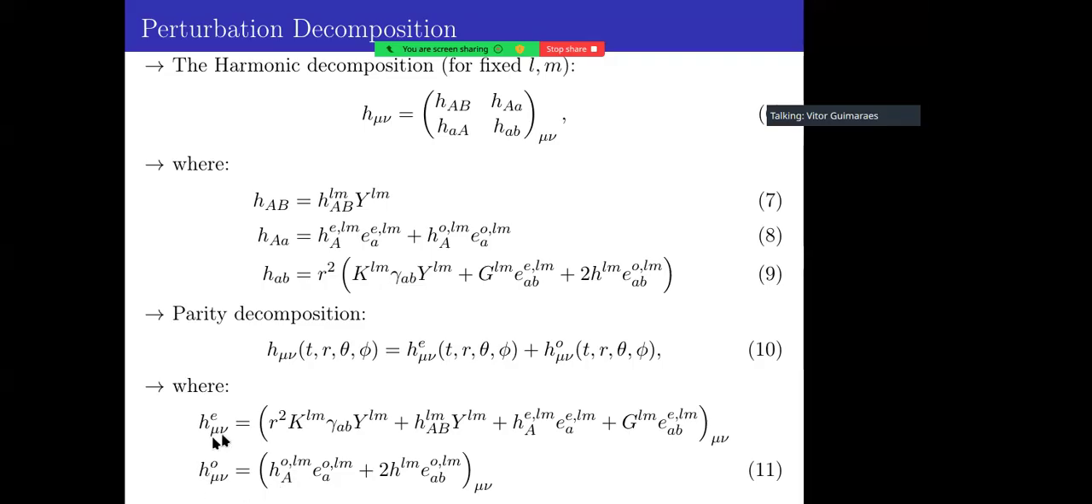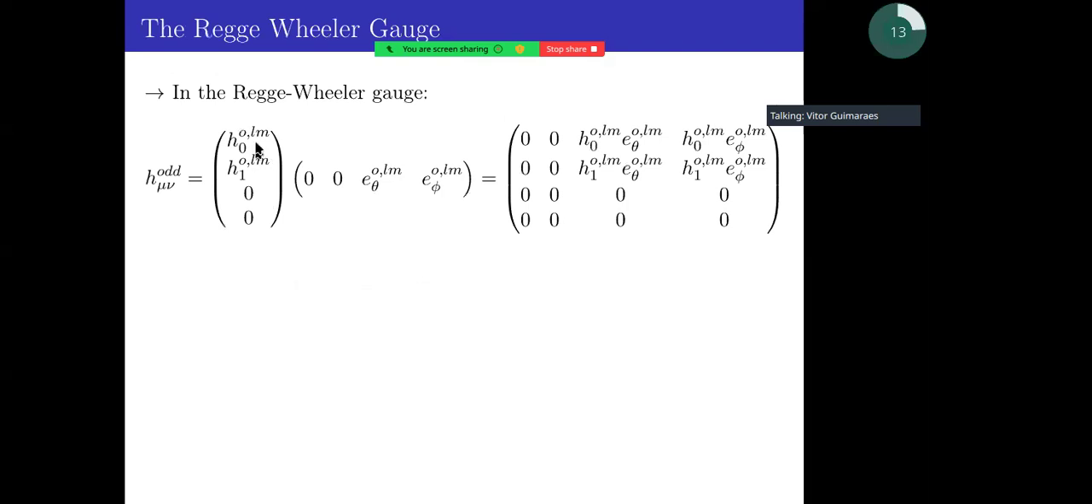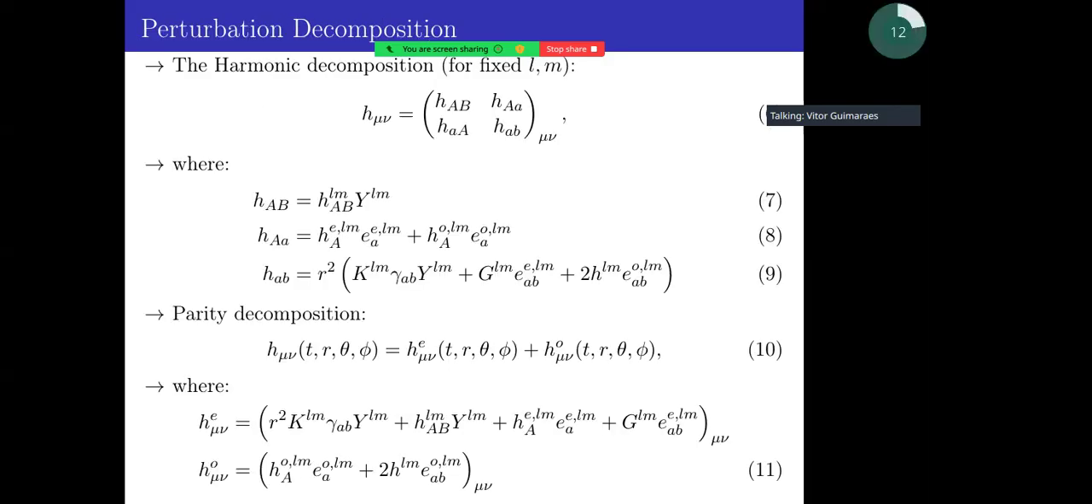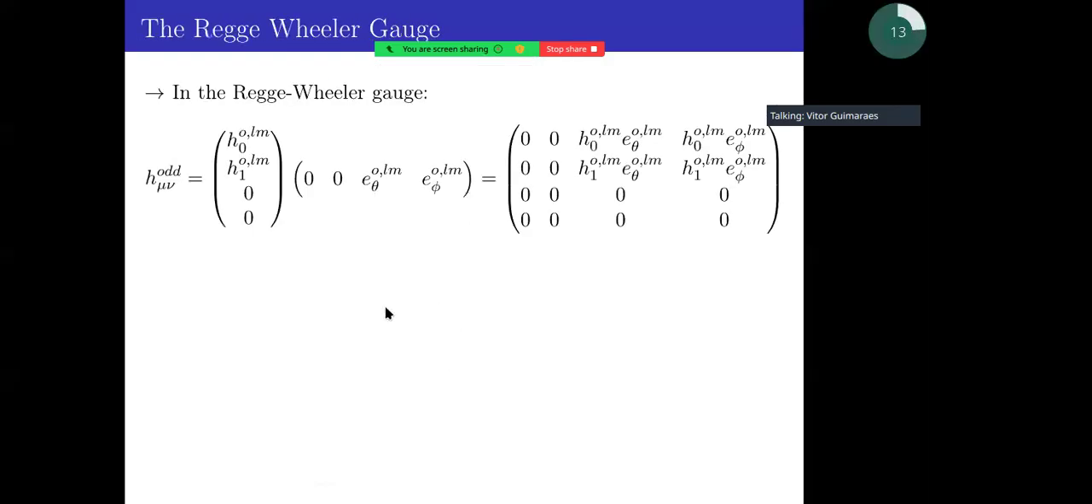So let's see how to construct our odd metric perturbation given this. This is a vector with respect to t and r. This is a vector with respect to the two-sphere. So this is basically a multiplication of vectors. We are taking h_A, taking this vector here, and multiplying by this vector here, which renders this matrix here.